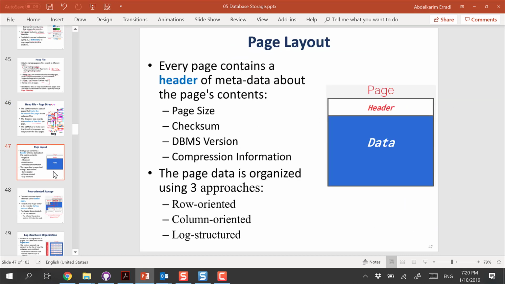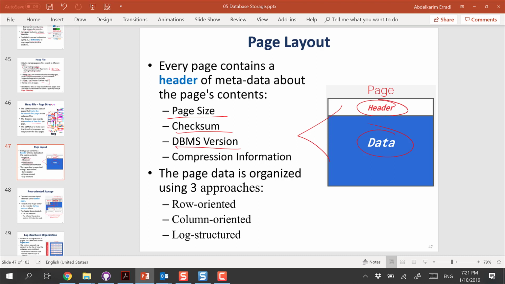Okay. Now, if I go inside the page and start looking at the inner workings of the page itself, I find that the page has two parts. There is the header and there is the data itself. What I find in the header is the page size and the checksum. Let's say if I restart the database and want to make sure that every page is not corrupted, I can compute the checksum, which is basically a function that I compute over the data, create some value and store it in the header, to be able to verify that there is no corruption in the page.